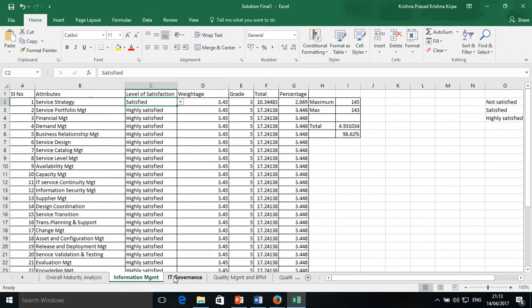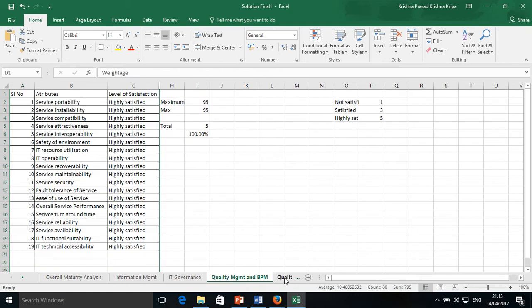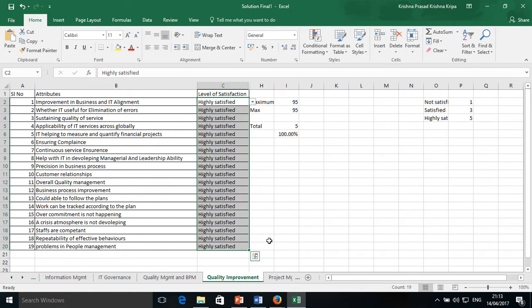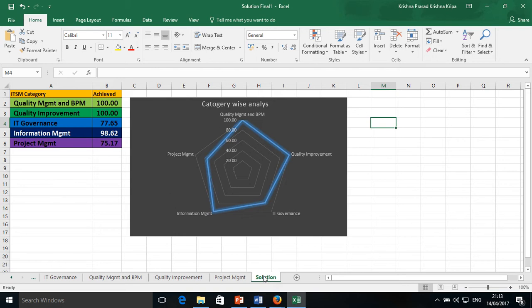This is information management, this is the IT governance sheet, this is quality management and BPM, this is quality improvement related questions, and this is project management. And at the end of this page we can see the solution. I will explain how to do it.